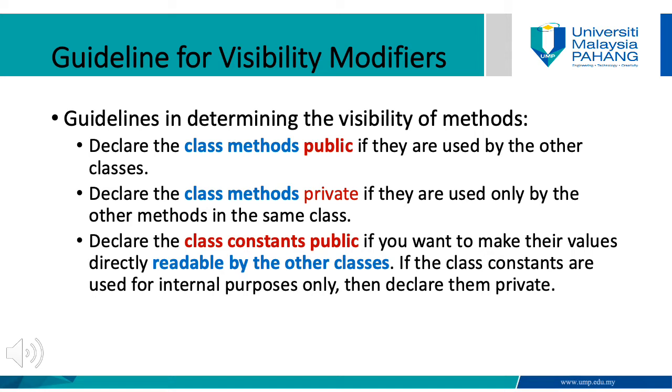And the third guideline is to declare the class constants public if you want to make their values directly readable by other classes. If the class constants are used for internal purposes only, then declare them private. So, as mentioned in this guideline, if you want it to be readable by other classes, you must declare it as public.